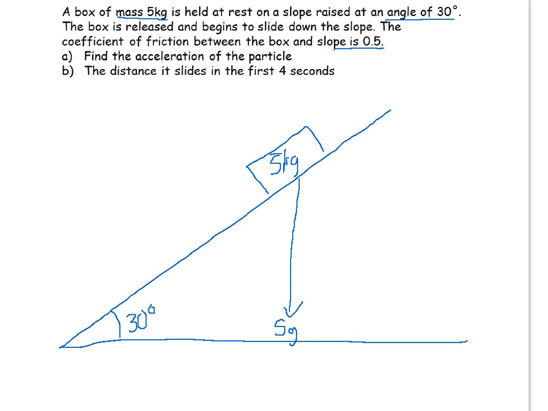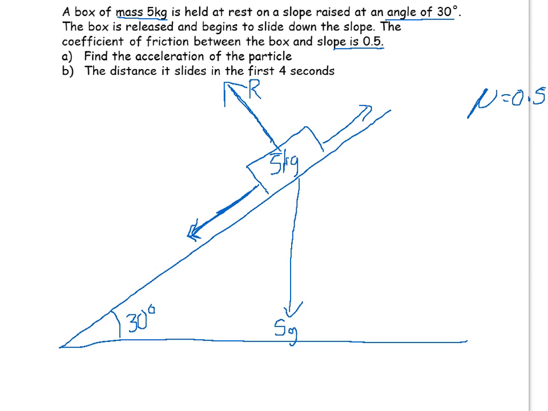Now, we also need to highlight in this diagram the normal reaction. Now remember, the normal reaction is always perpendicular to the surface. So it's R there. Now, we're also told that the mu is 0.5. We're also told it's going to slide down the slope. So it's going to slide down that way, which means its friction must be in the opposite direction.